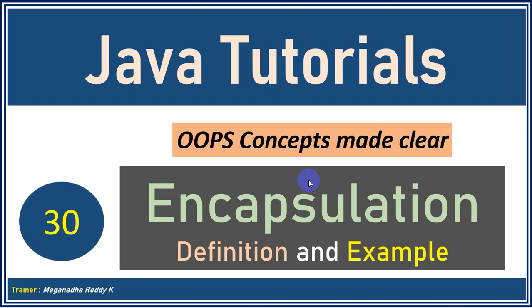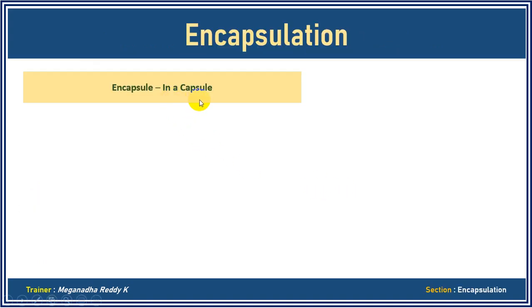In this module we talk about encapsulation, and we'll see the definitions of encapsulation and also talk about an example. Encapsulation is one of the main pillars of object-oriented programming. Now, encapsulate means in a capsule. Now, let's see the definitions.